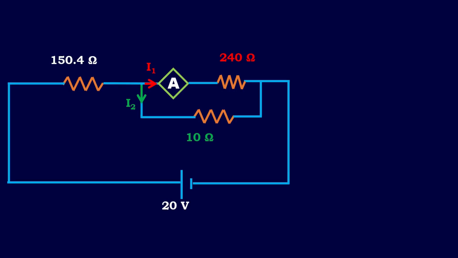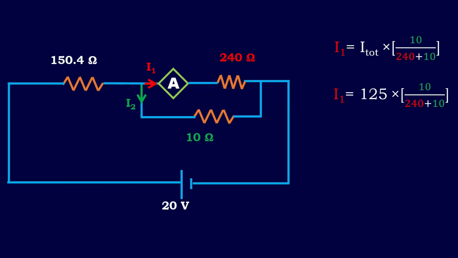Let the current through the ammeter branch be I1. In parallel, current divides inversely with resistance. So, the branch with higher resistance carries lower current. To find I1, we use current division. Multiply the total current by the resistance of the other branch and divide by the sum of the resistances.